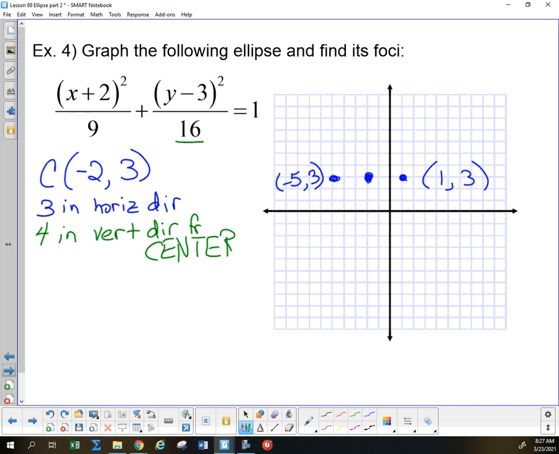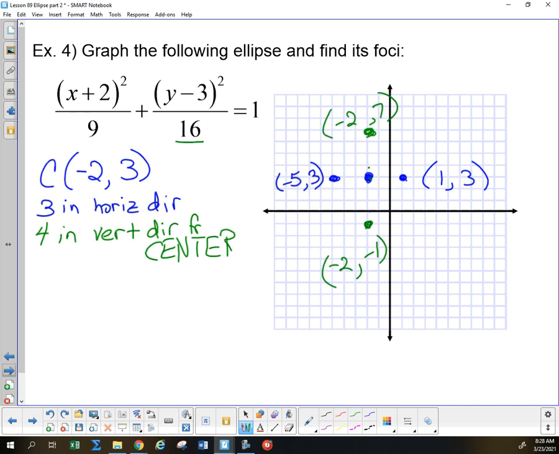So again, starting at negative 2, 3, I'm going to go up 4, 1, 2, 3, 4. So I was at 3, now I'm as high as 7. And if I start at negative 2, 3, and go down 4, started as high as 3, now I'm as low as negative 1. I started at negative 2 for how far left and right I went, but I did not change that. I'm still at negative 2 for the x coordinates for those.